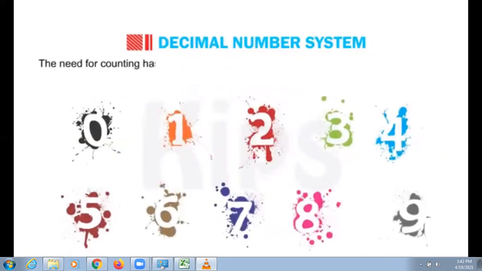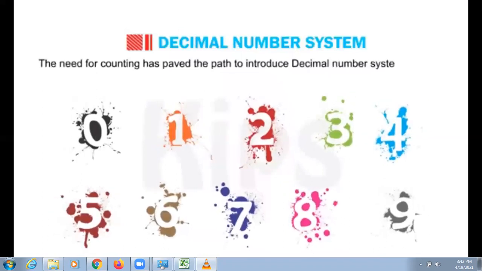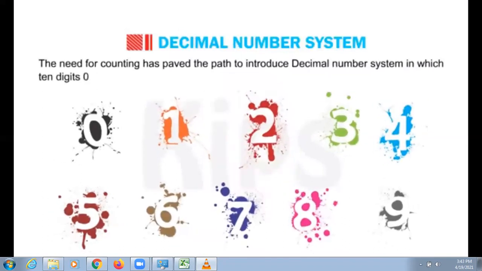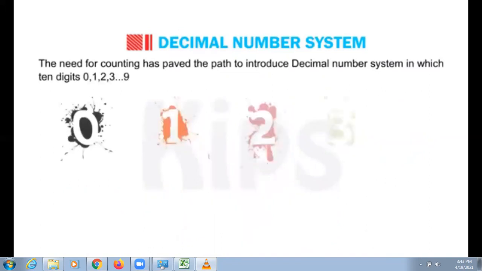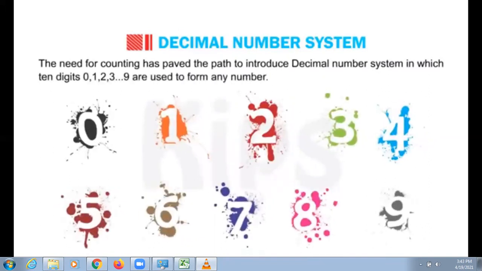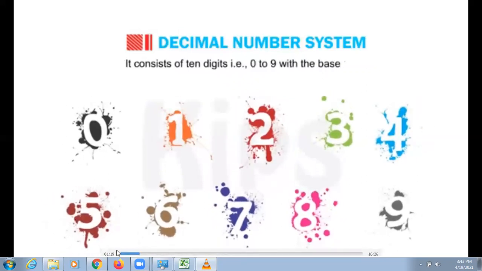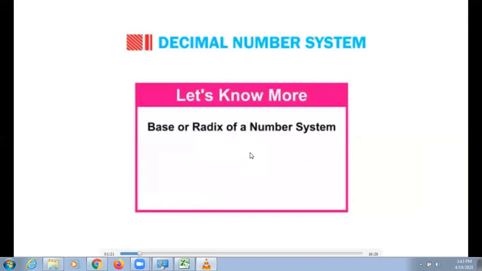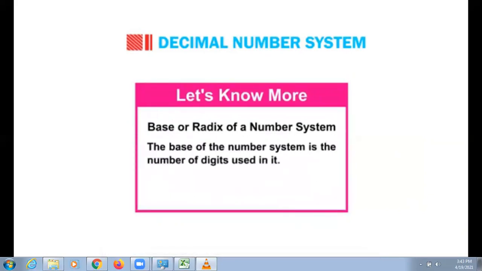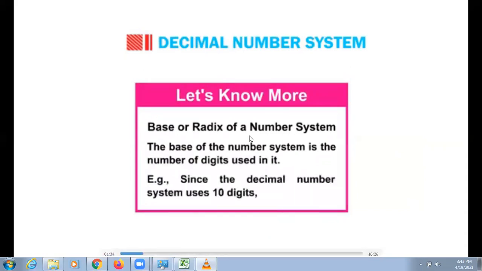The need for counting has paved the path to introduce the decimal number system, in which 10 digits, 0, 1, 2, 3, up to 9, are used to form any number. Most of our arithmetic operations are performed with decimal numbers. It consists of 10 digits, that is 0 to 9, with the base 10. Okay, let us quickly learn about the base or radix. The base of the number system is the number of digits used in it. For example, since the decimal number system uses 10 digits, its base is 10.